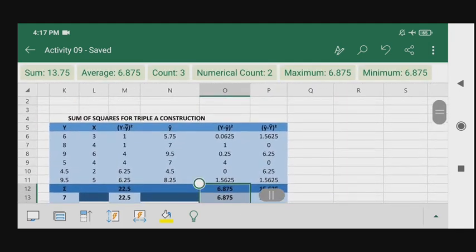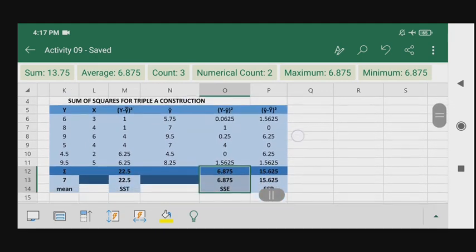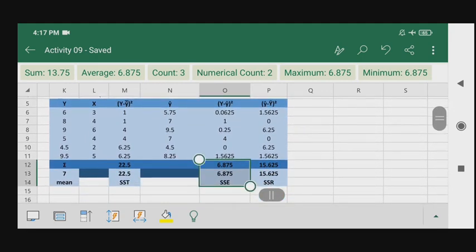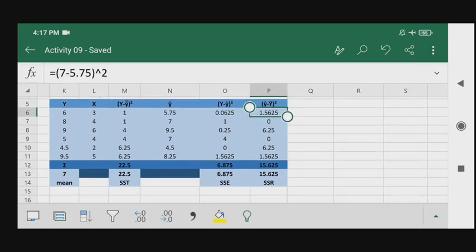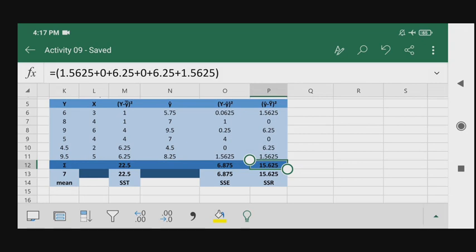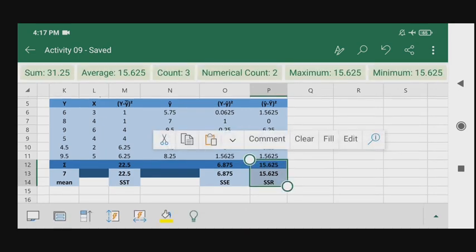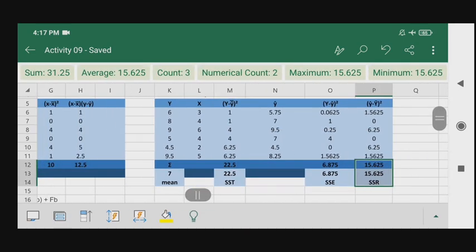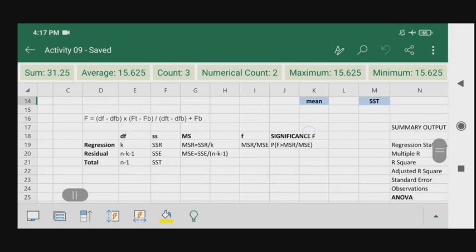So here is the sum of square due to regression. To get the sum of square due to regression, we need to add all of these, and this could be the sum. So the sum is 15.625. This is now the sum of square due to regression.